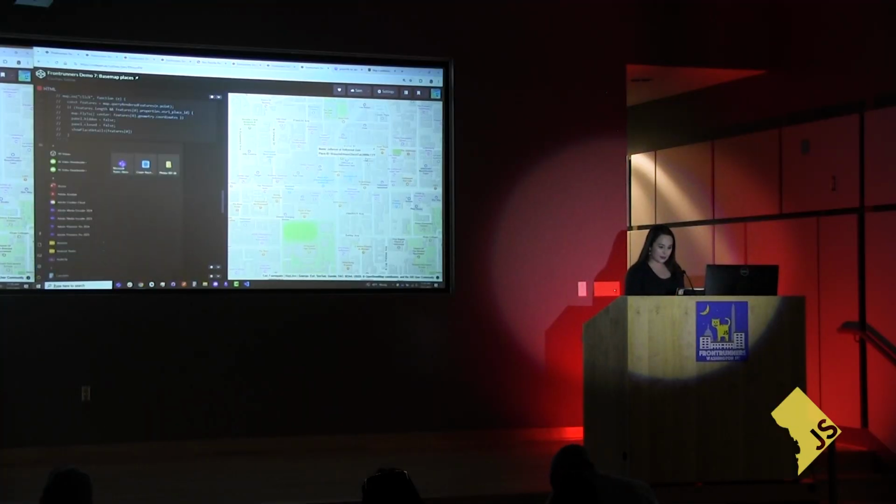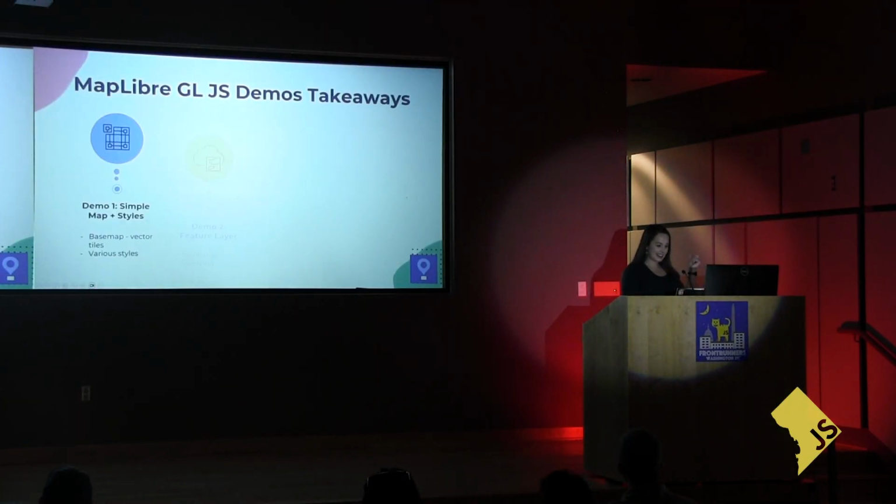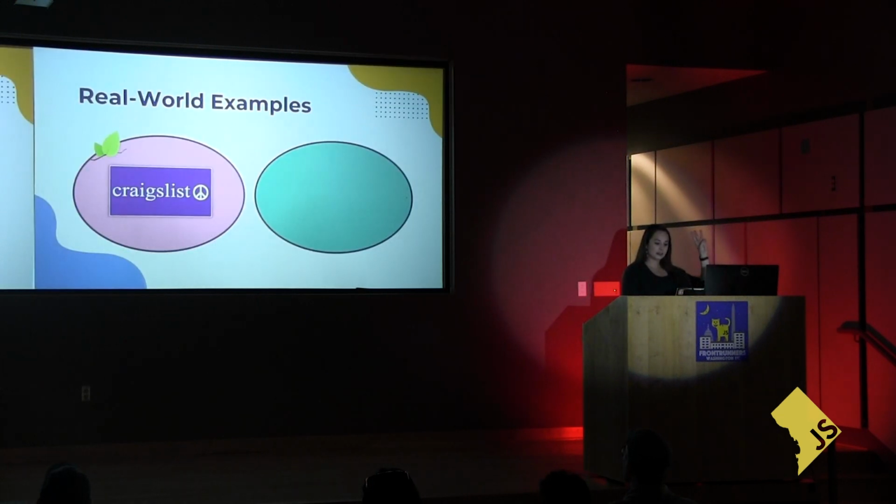Okay, cool. All right, that was a lot of stuff. So this is everything we just went through. Simple styles, feature layers, vector tile layers, base map places.